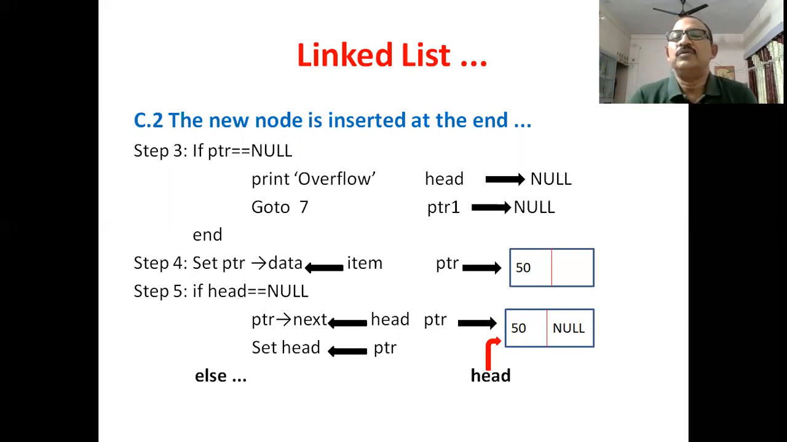If head is equal to null, what does it mean? It means the linked list is empty. In that case, what do we want? We simply set PTR next is equal to head. PTR next means this, now it points to the head. What is the head? Head is null. So PTR next is null, as you can see. Next step, head is equal to PTR. Now head also points to the PTR. Okay.